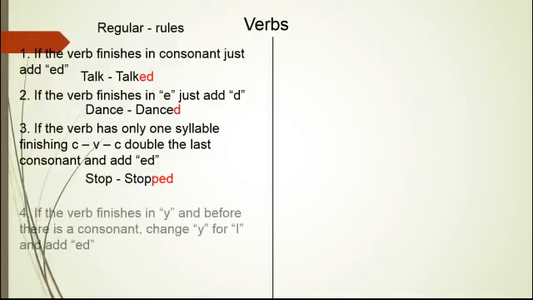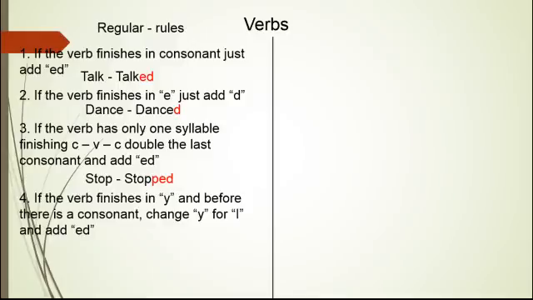Rule number four. If the verb finishes in y and before y there is a consonant, change y for an i and add ed. Si el verbo termina en y antes de la y hay una consonante, cambio y por i y le agrego ed. Solamente funciona si el verbo termina en y, pero antes hay una consonante. Example, cry, cried. Very good.